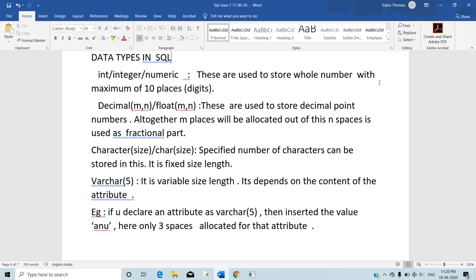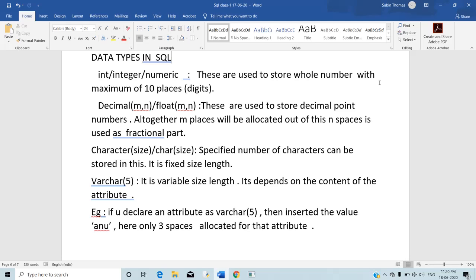And the next one is varchar. Varchar means it is a variable length. That depends upon the size of the value which you are entering inside that attribute, or the number of characters present under that attribute. If I give the data type as character of 5 for an attribute, and I insert a value for a particular record, and the value under that attribute is Anu, Anu means only 3 characters are there. So for that particular record, only 3 memory spaces are allocated.